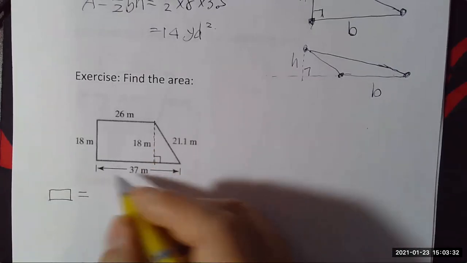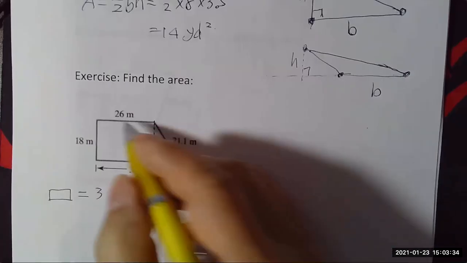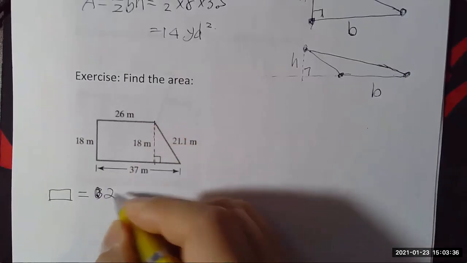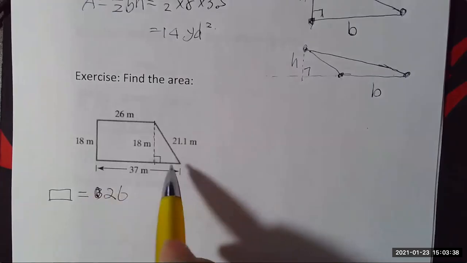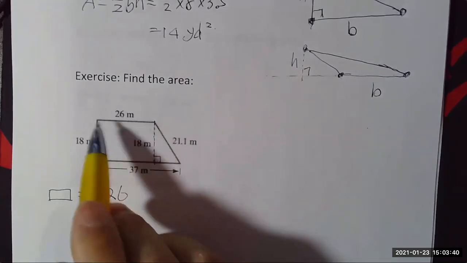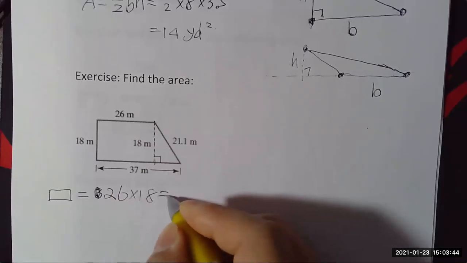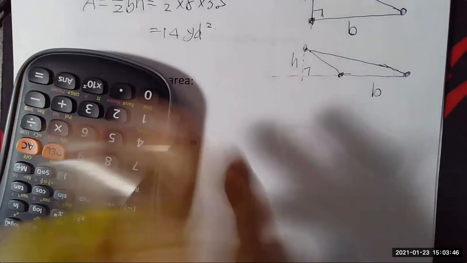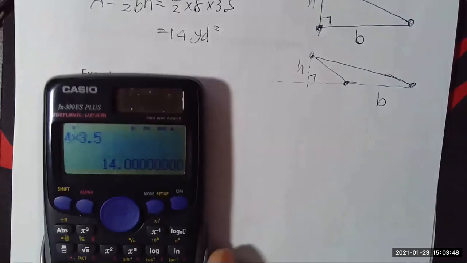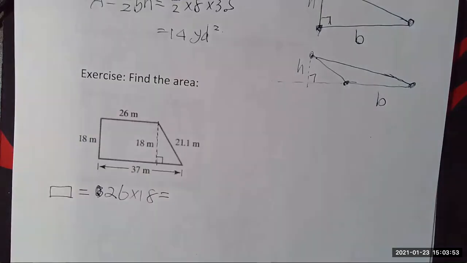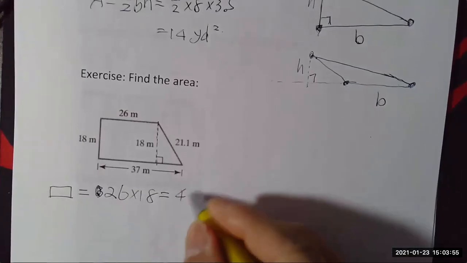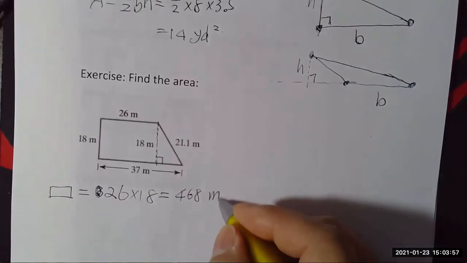Area equals length times width. 26, I almost made that mistake. 37 is from here to here. This is our length, 26 times 18. So let's do the calculation. 26 times 18 is 468. So 468 square meters.